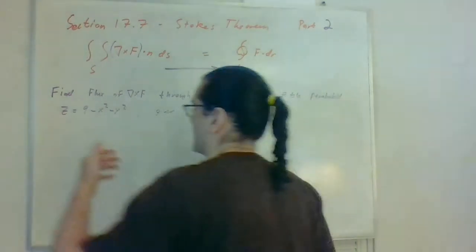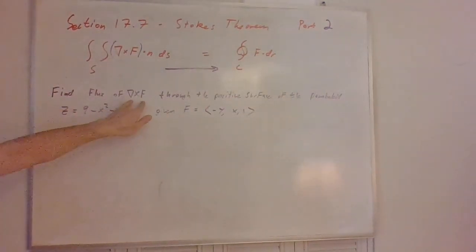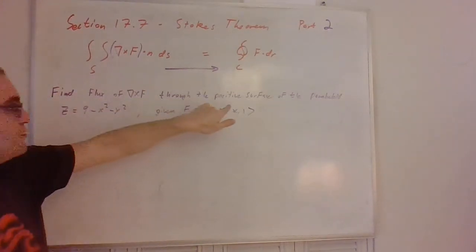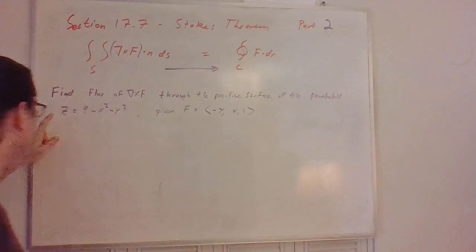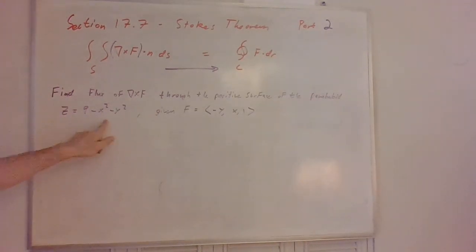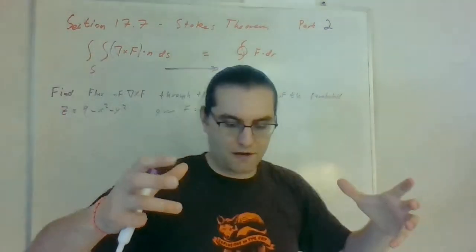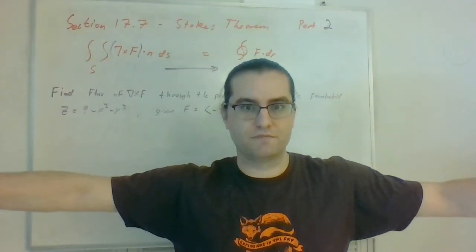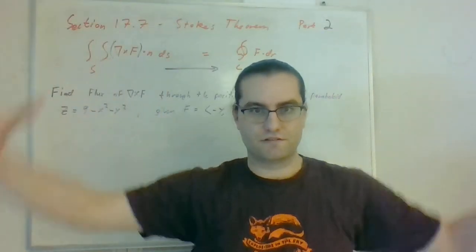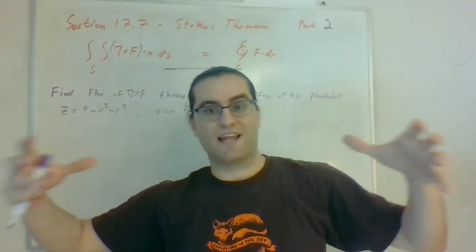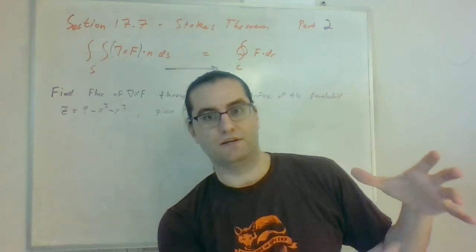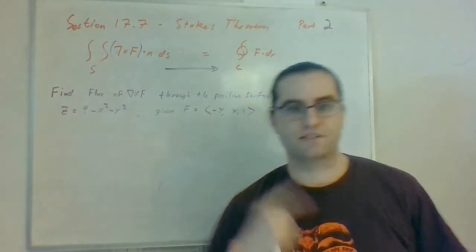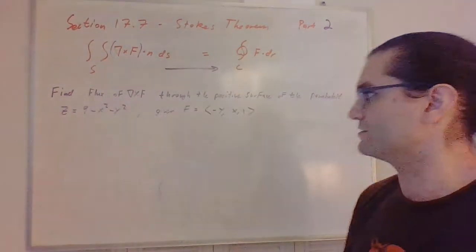So this example is asking us to find the flux of the curl of f. So that matches. Flux of the curl of f through the positive surface of the paraboloid z equals 9 minus x squared minus y squared. So we have this upside down paraboloid. It comes down, and at some point it hits the xy plane. So that's giving us a surface that's all above the plane. And that surface has an edge, which will be where it intersects the xy plane. The surface doesn't go below the plane. That's the edge there, that circle.